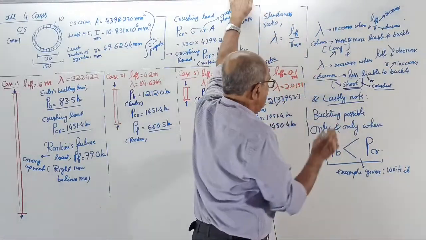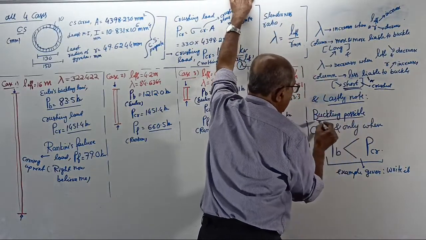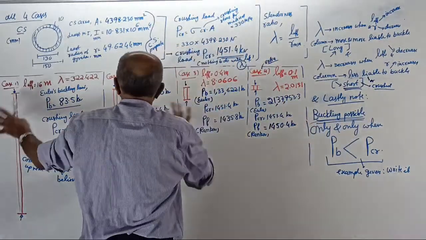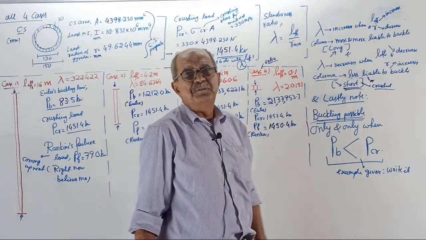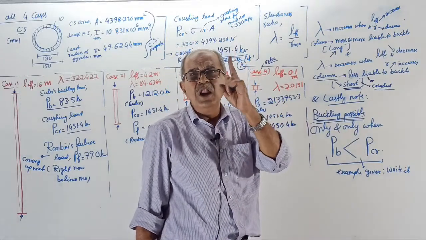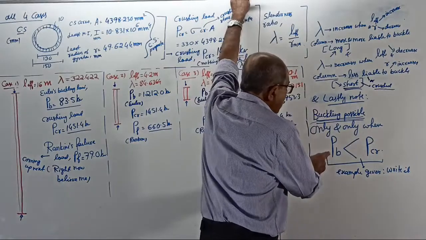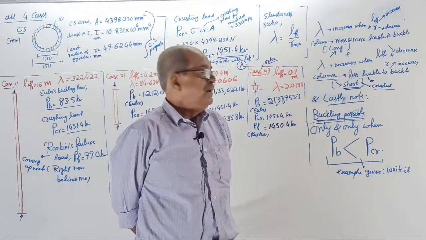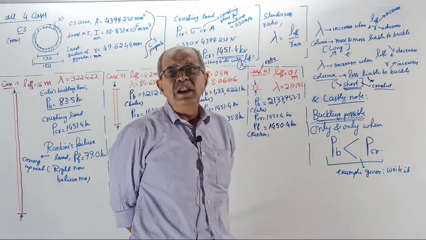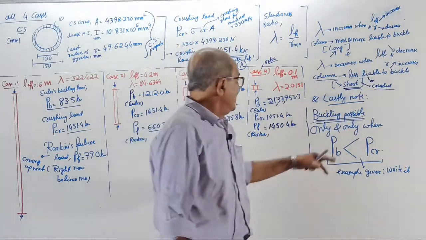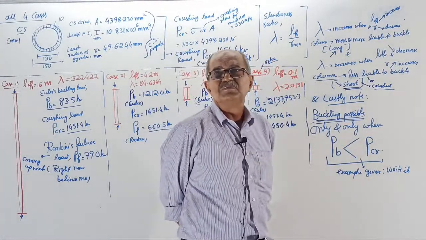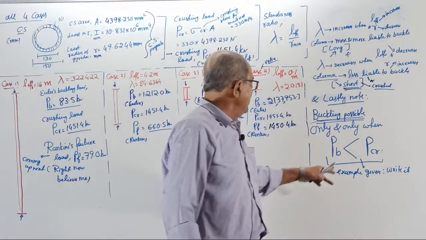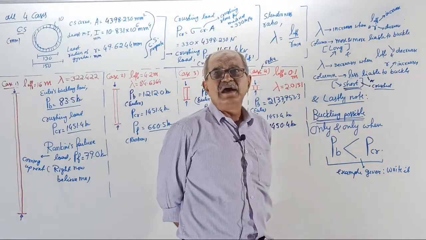Lastly, note, buckling is possible. For any column, you forget about all these cases. In general, buckling is possible only when buckling load is less than crushing load. Remember, buckling is possible only when buckling load is less than crushing load. Column can buckle only if the buckling load is less than crushing load.